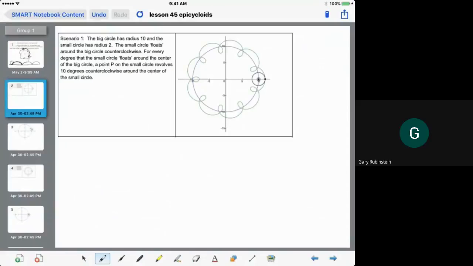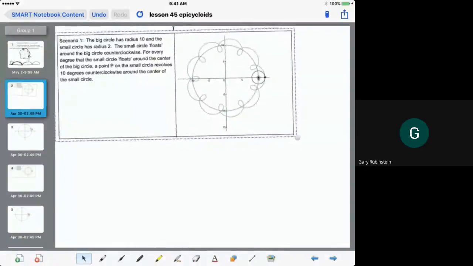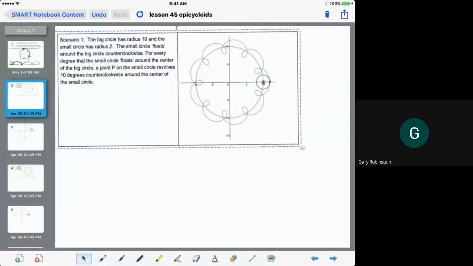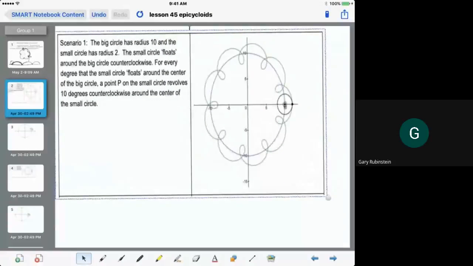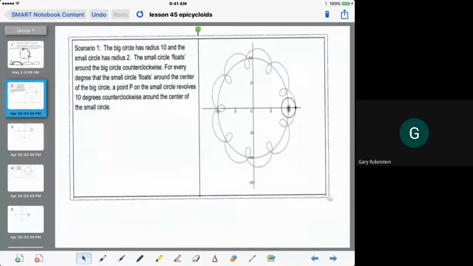Okay, so here's our first scenario. This is not the epicycloid question. In this scenario, what's going on? I wonder if I can make that bigger? Well, it looks like I can rotate it. I can distort it. I don't want it to be distorted though.